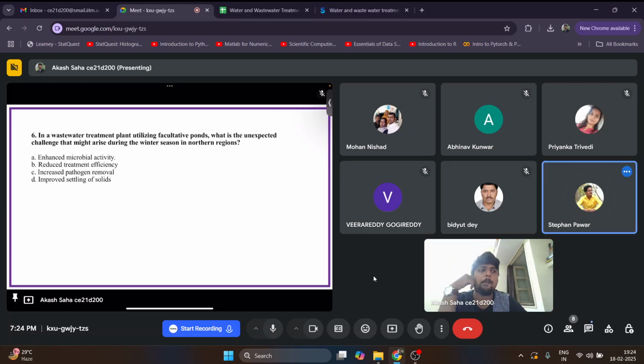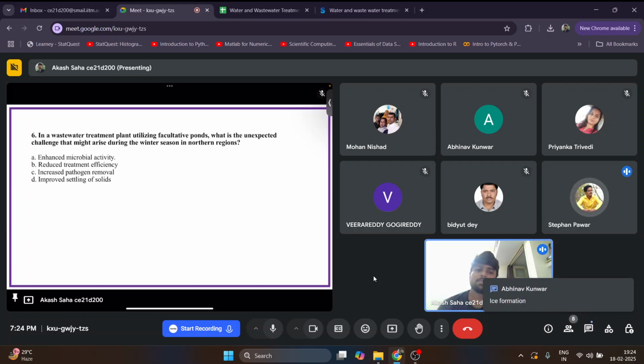Colder temperature. Okay, so because of the colder temperature, what will happen? Microbial activities will reduce. Yeah, microbial activities will reduce, and ice formation. Yeah, that can also be a thing. And okay, how would you relate to the settling of solids? Will it be more or less during winters?